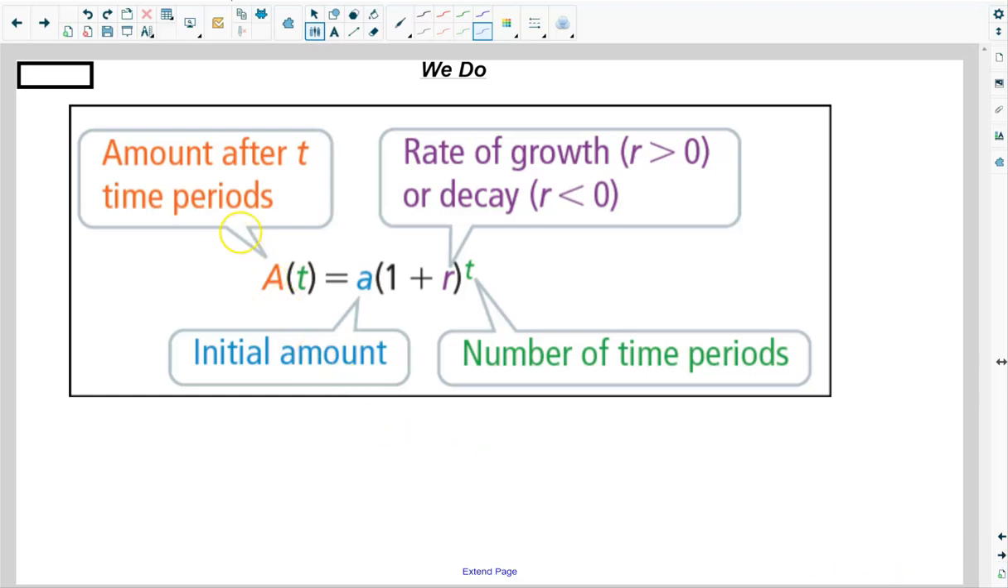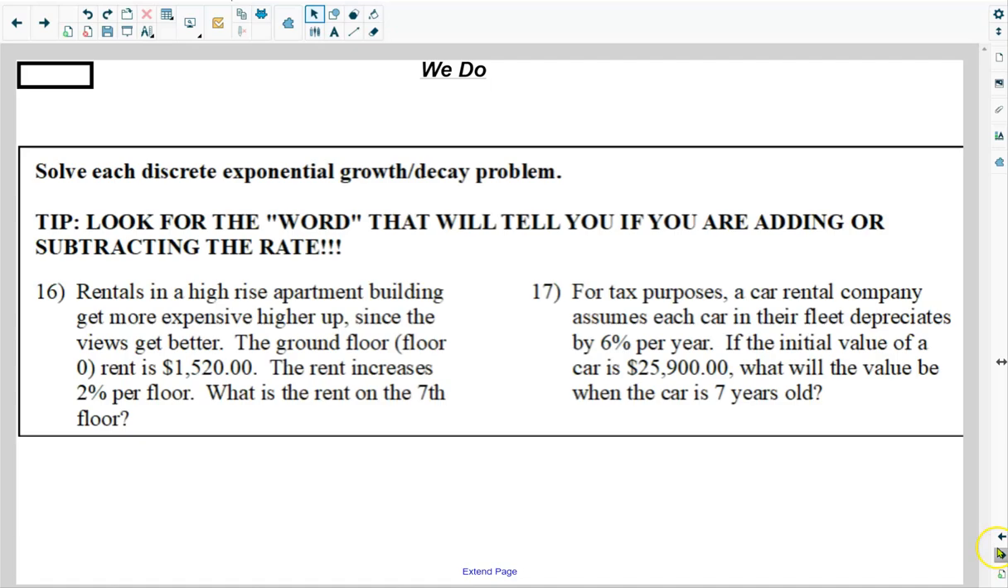All right, let's go ahead and move on to the next set of notes you guys have. Now, this is basically a formula. Okay, it's a pretty simple formula. You've got the amount after t time periods, the initial amount, number of time periods, and the rate. It's positive if there's growth, negative if it's decay. All right, so you're going to be looking at problems like this. This is coming up on the CBA, but this is not intimidating at all.